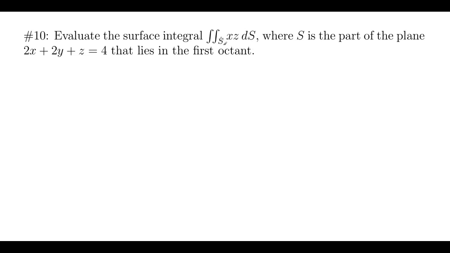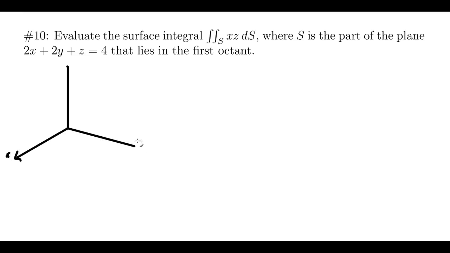The text often uses a capital S to indicate a surface, but a capital S is also used to indicate surface area. So this dS is a differential surface area of the surface S. It's kind of a clash of notation there, but hopefully that isn't too confusing. The idea is that we have a surface, this plane. We're only looking at the part of it that lies in the first octant. So let's get a handle on approximately what that looks like.